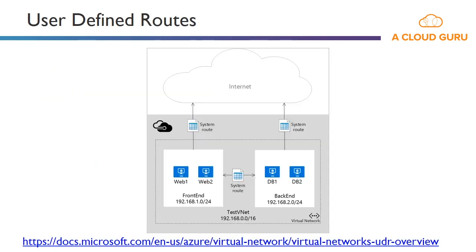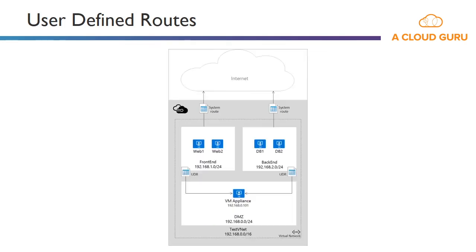Going a little further, we can also define user-defined routes. So if we look at this, this is our typical scenario with system routes that we kind of described before. And you can get more information on this by selecting the link below. But to go a little bit further, let's see what happens if we change something like this where we have our web servers and our database servers. Currently, they can talk to each other because they're in the same virtual network, so the system route works there between the subnets. But what can we do if we want to route them through, say, a Palo Alto or something like that, or another network virtual appliance?